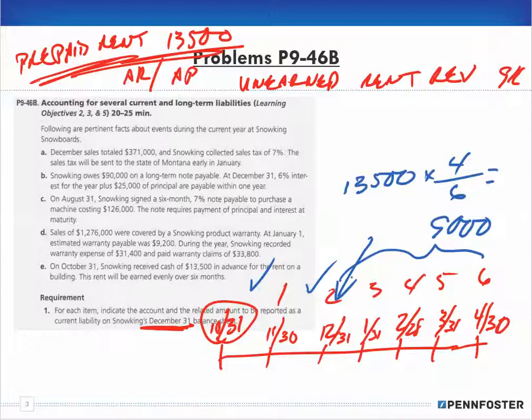Okay, so that's it for this problem. And again, if you didn't understand the underlying concepts, like you don't get prepaid rent and how it relates to unearned rent revenue, go back and watch earlier videos. And if you didn't understand estimated warranty expense, go back and watch those. You're missing something from previous chapters. And if you still don't get it, then feel free to telephone and speak with an instructor.